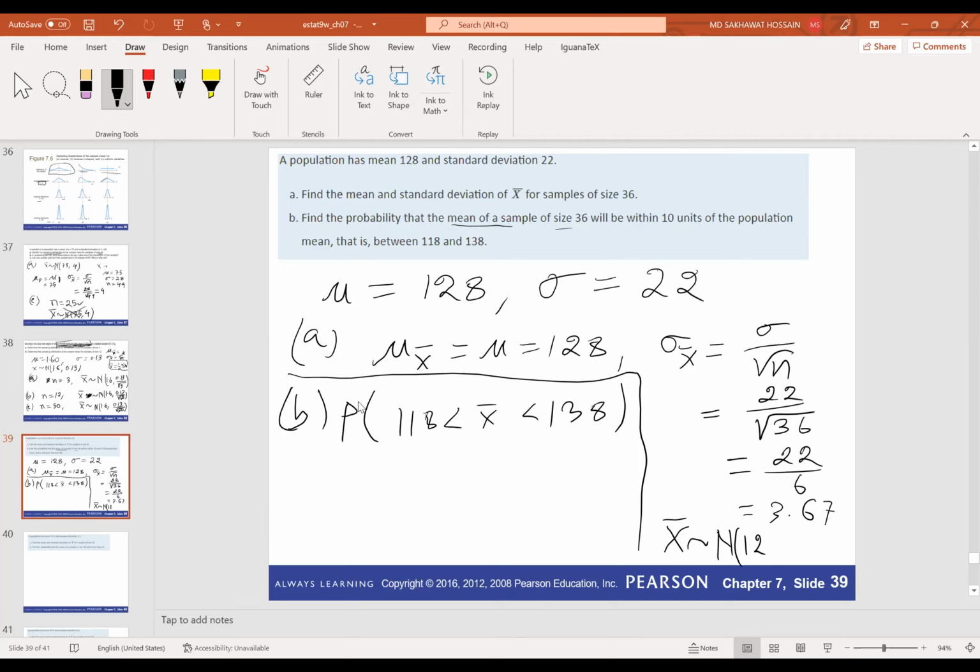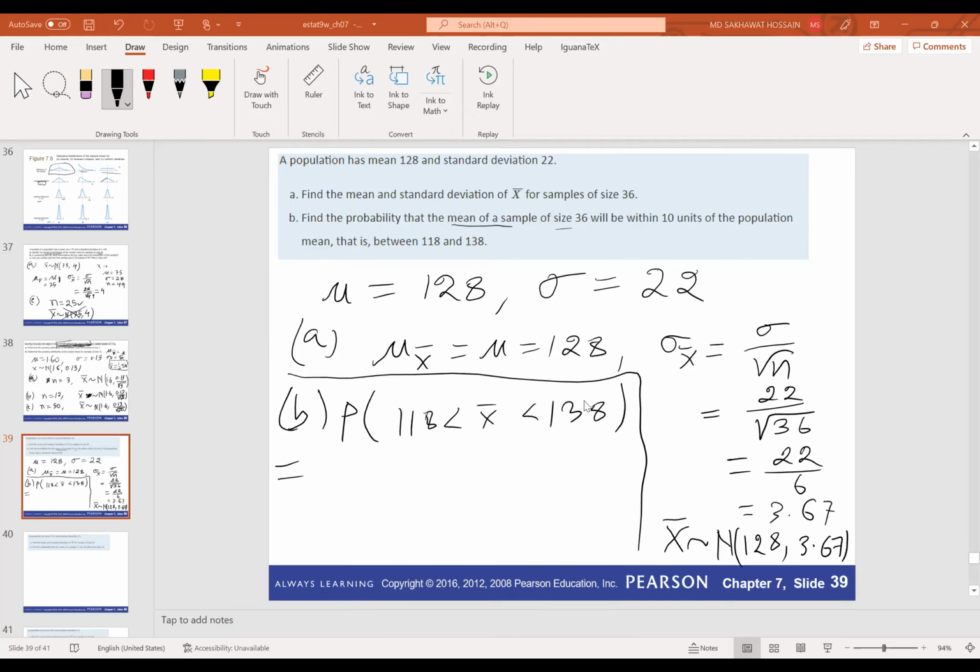We do not know the distribution of the population, but we know the sample size, which is 36, which is large, right? So that means it will be normal with mean 128 and standard deviation 3.67. Now we need to find this probability. So how can we find this probability? Yes, this is normal distribution. That's correct. Thank you.